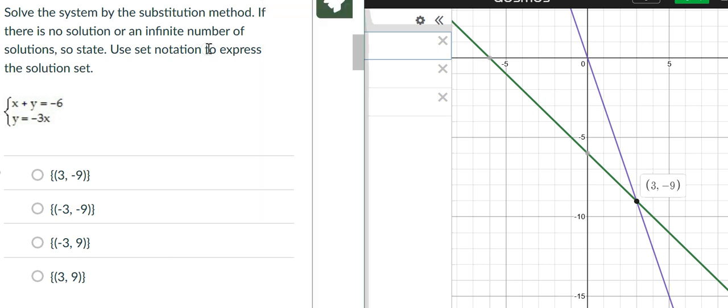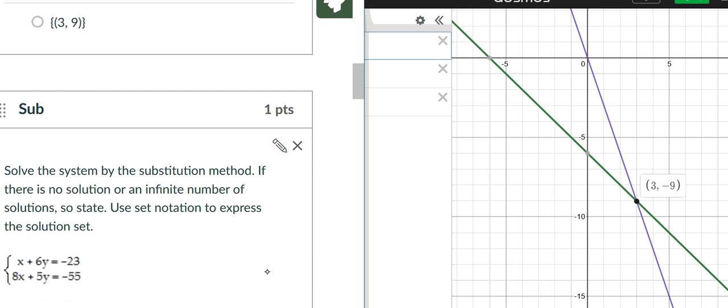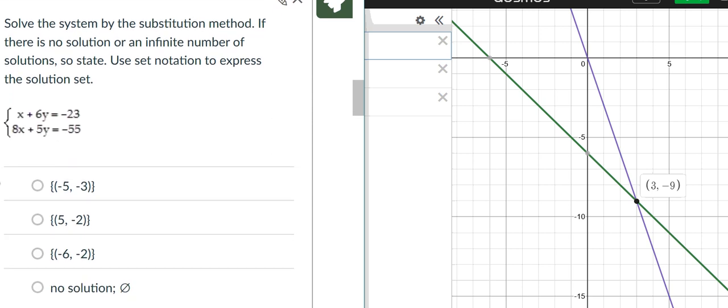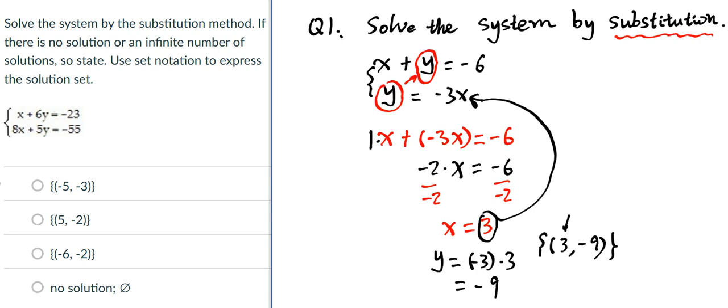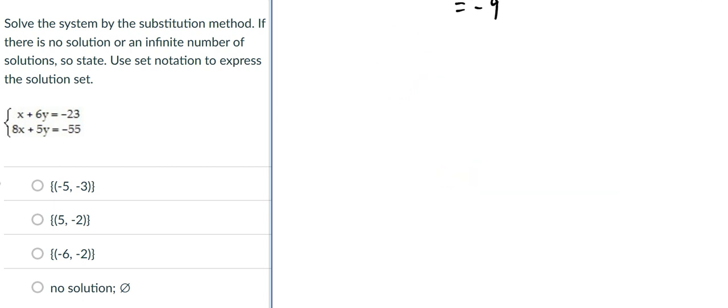All right. Here is question 1. How about question 2? Question 2 is similar. Let's work on that. What we need to do is still the substitution.